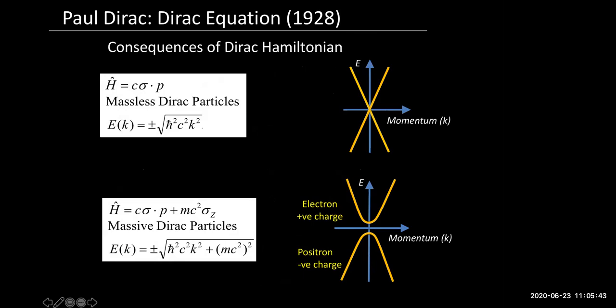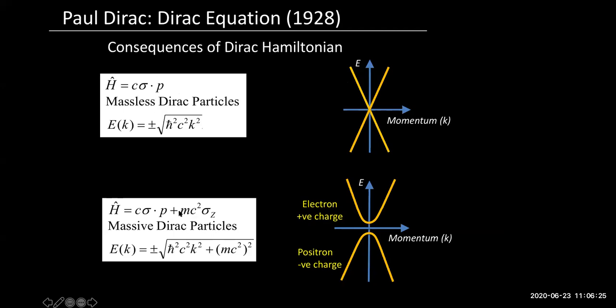Okay, so just to start at the beginning, it was 1928 when Paul Dirac wrote down his very famous Dirac equation, which combines quantum mechanics with relativity. So he was trying to write down an equation that was Lorentz invariant and could describe relativistic particles. And once he wrote down this equation, and so here's the Hamiltonian for massless Dirac particles, you can easily solve it and figure out the eigenstates of this Hamiltonian as well as the energy eigenvalues. And you can see that the dispersion for this Hamiltonian is linear.